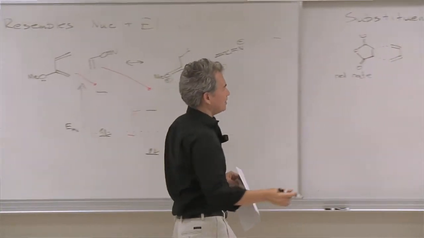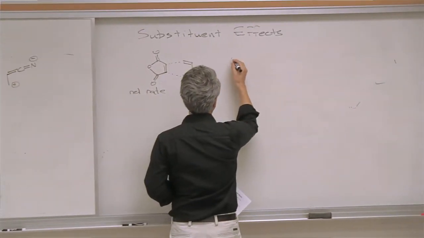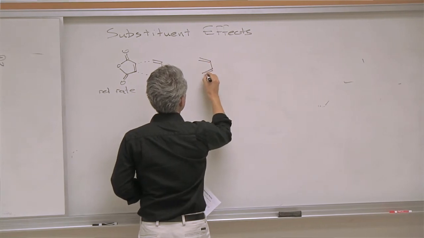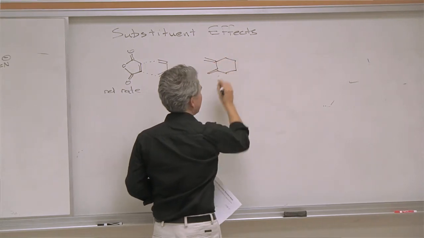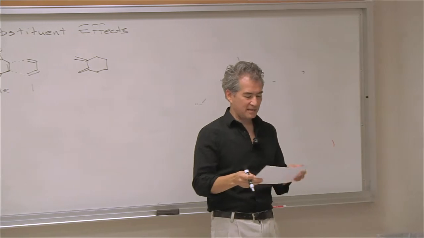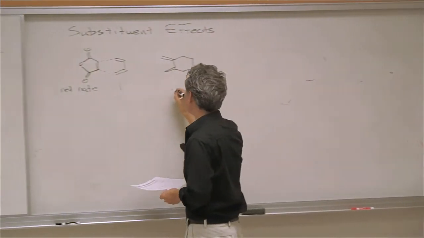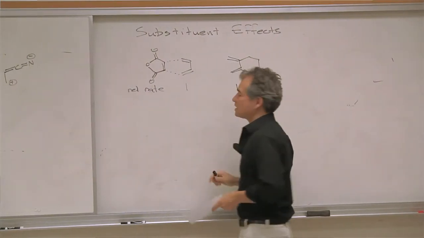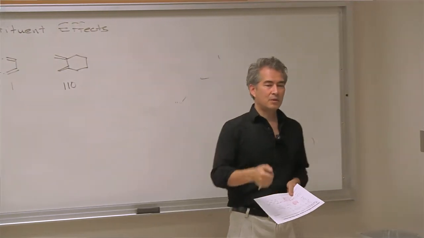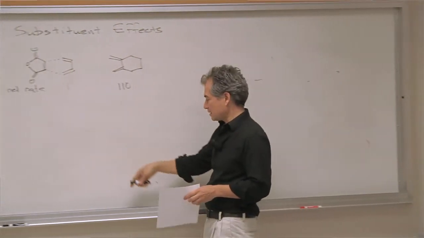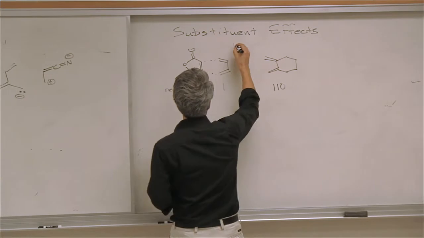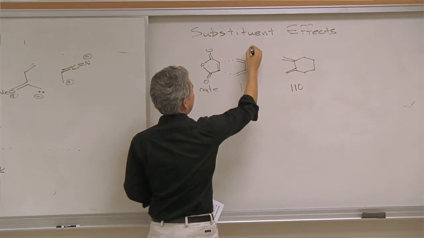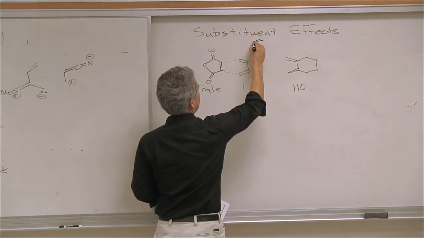If I take a very similar looking diene, and all I do is glue a cyclohexane ring onto one side, I increase the speed of this reaction by 100-fold. 110 times faster. To a large extent, this has to do with the fact that I've simply forced this diene into an S-cis geometry.